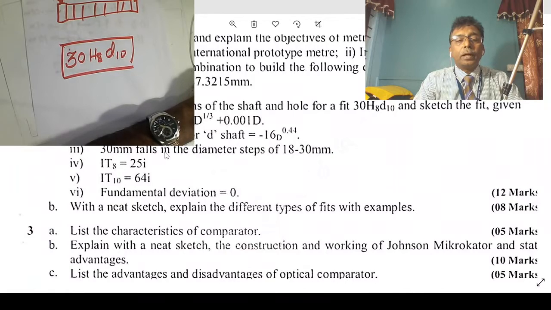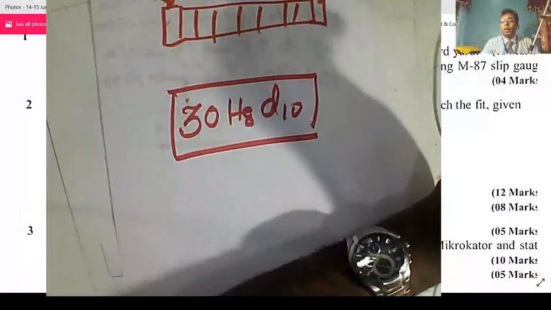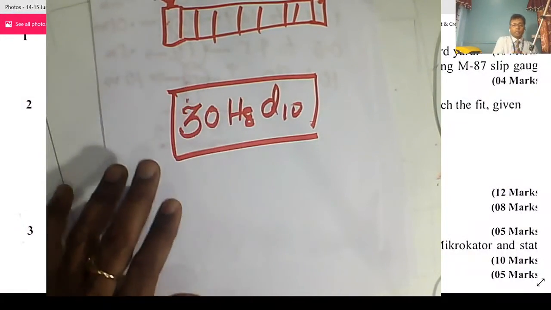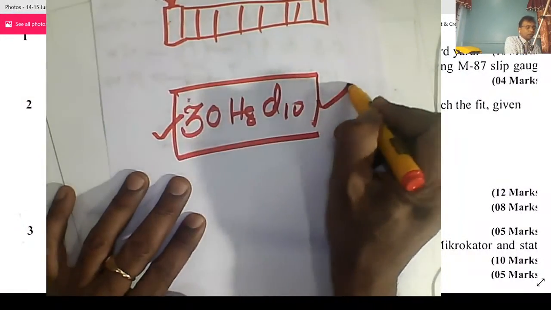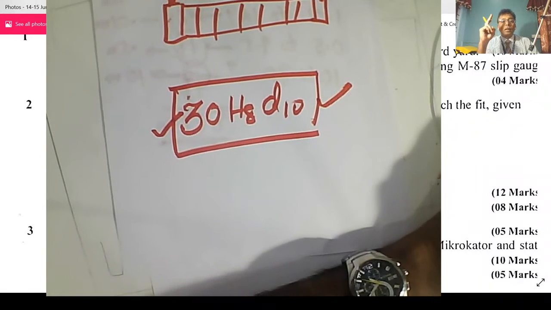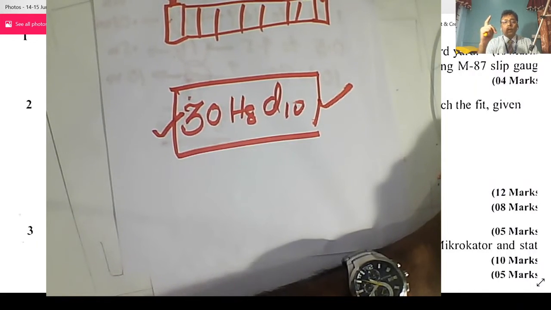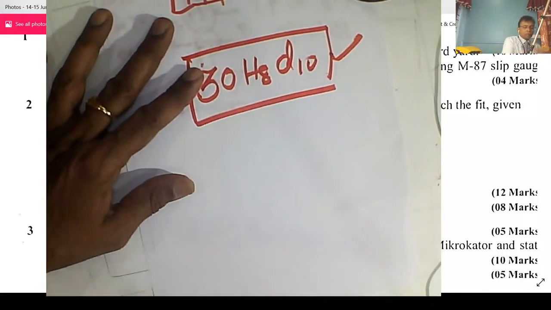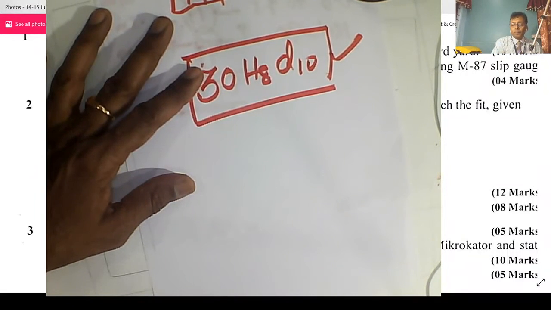All of you please be attentive. This is very, very important. Okay. Let me discuss limits, fits and tolerance for this. Let us analyze the question first. It may take some time, but never mind. Determine the dimension of the shaft and the hole for a fit of 30 H8 D10 and sketch the fit given. What are the given values? Look, these are the things that are given to you.